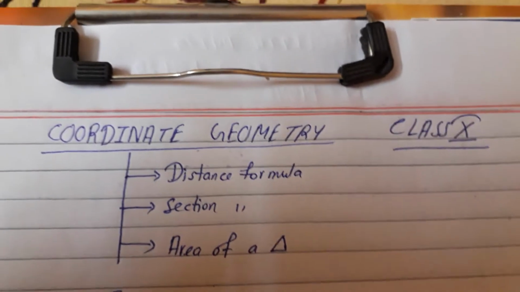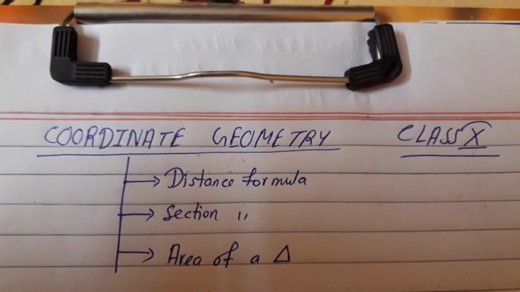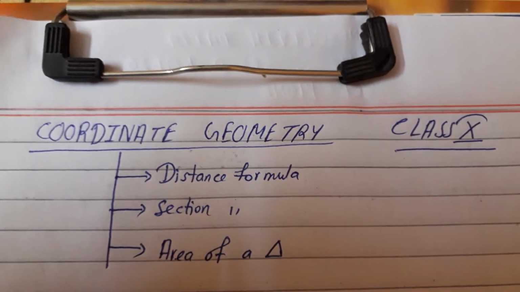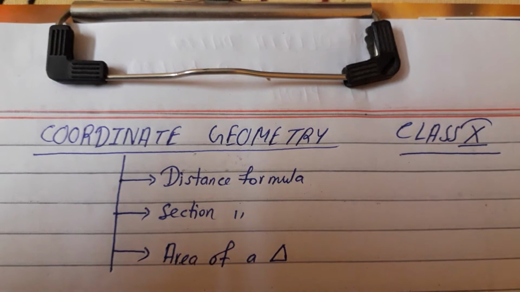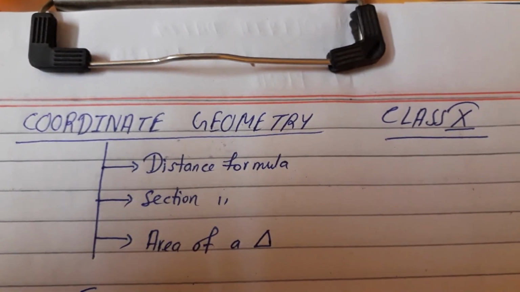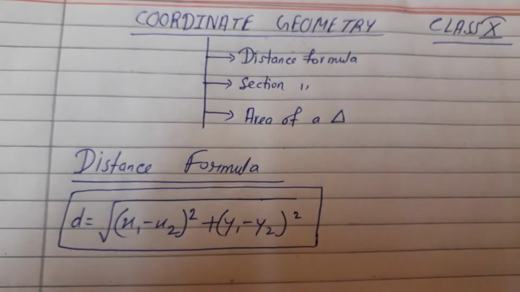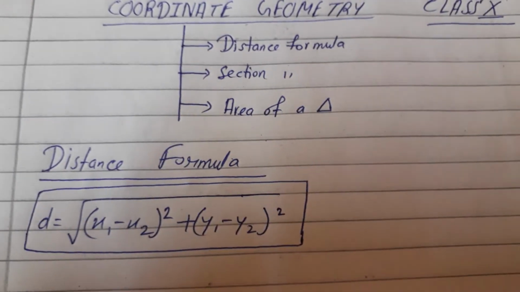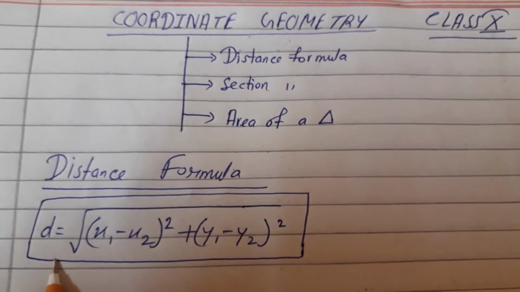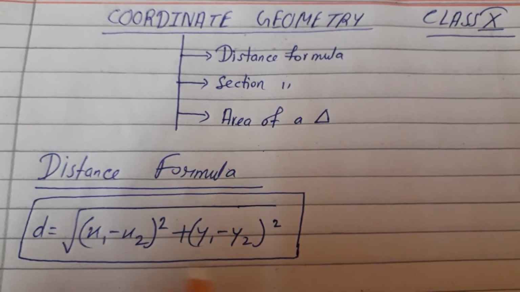Now students, in this video I will only explain the formulas and the types of questions that may come from this chapter, because I have already told you that in this chapter of geometry only the formula is the main part. The first one is the distance formula. The distance formula is the square root of (x1 minus x2) whole square plus (y1 minus y2) whole square.